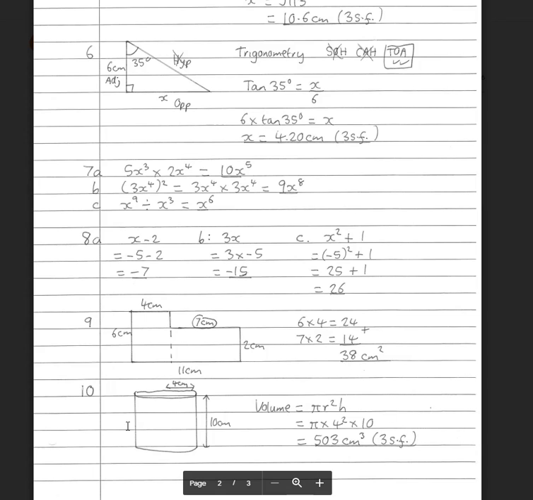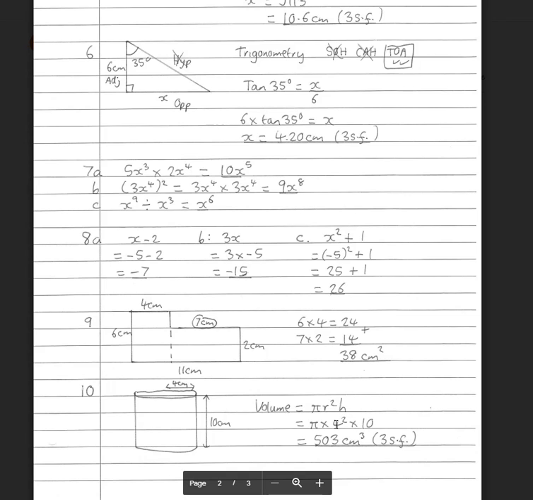Here, you're working out the volume of a cylinder. A cylinder is a prism. And to find the volume of a prism, you find the area of the face, and then you times it by the length, or the height, if it's standing up. Now, the face of this cylinder is a circle, and the formula for the area of a circle is pi r squared. So pi r squared gives you the area of the circle, times h gives you the volume of the prism. The radius is 4, so pi times 4 squared times 10 gives you the answer.